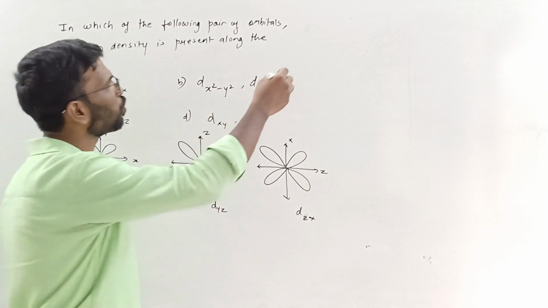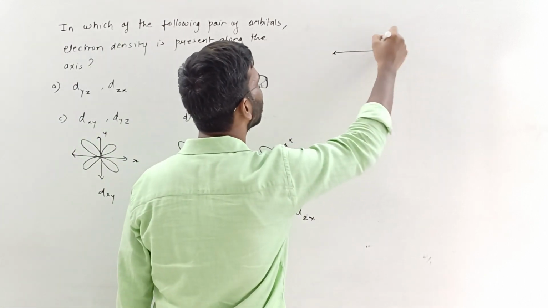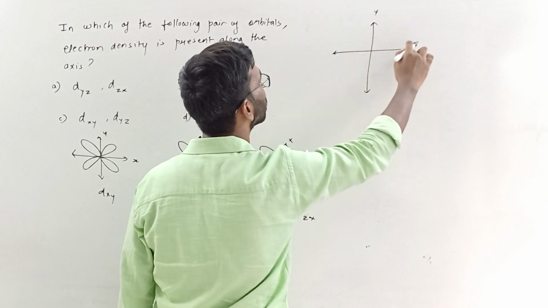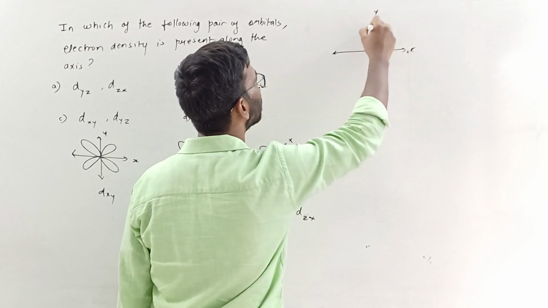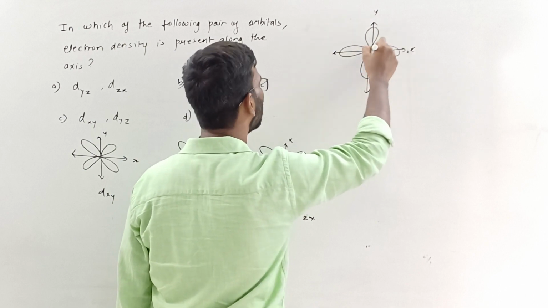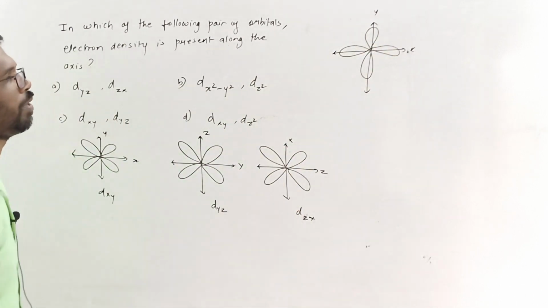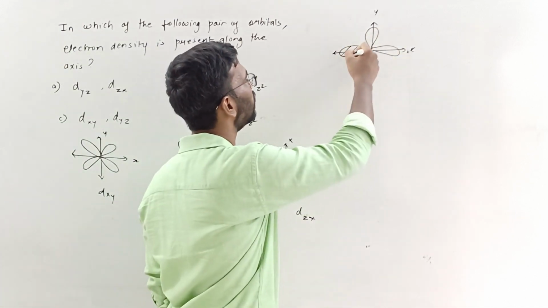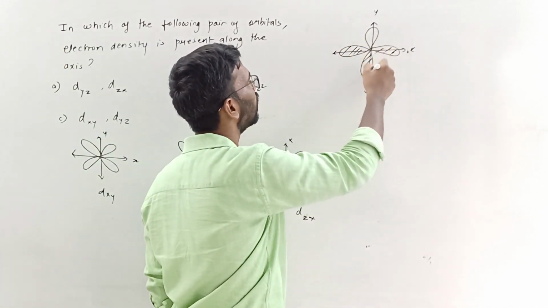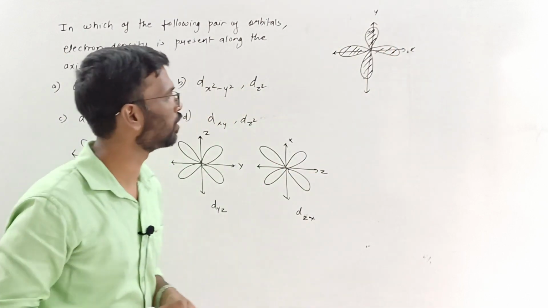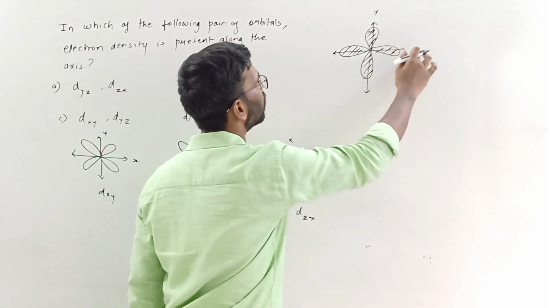So what is dx square y square? This is the x-axis, this is the y-axis. So it is this way. The difference between this orbital and these three orbitals is that it is along the axis, right? This orbital's electron density is along the axis. This is actually where the bonding takes place along the axis. So this is dx square y square.